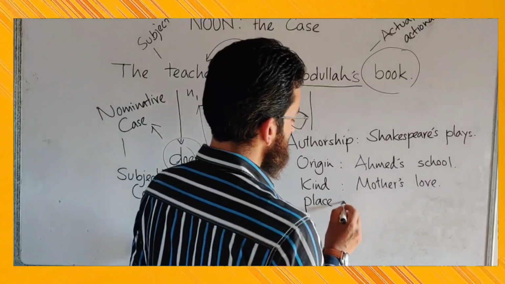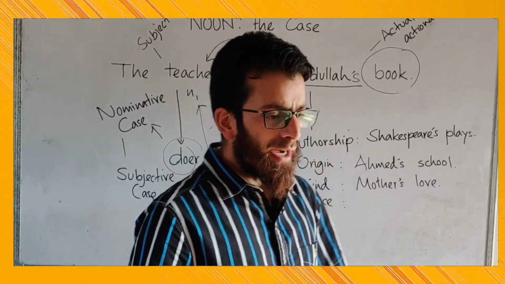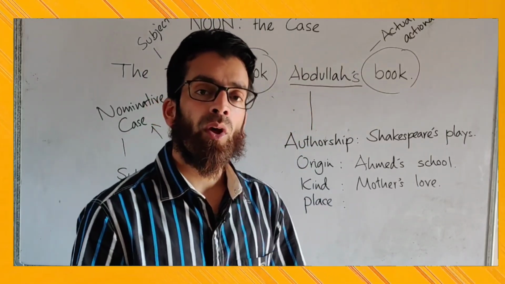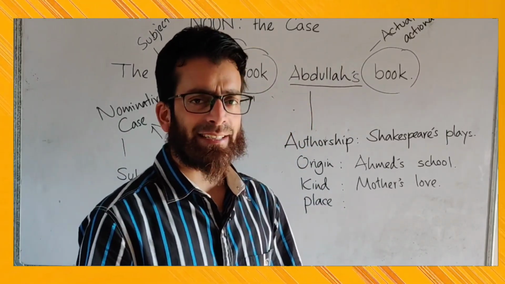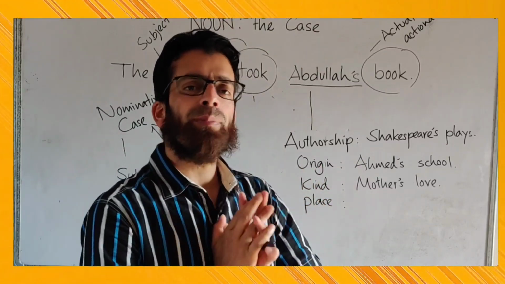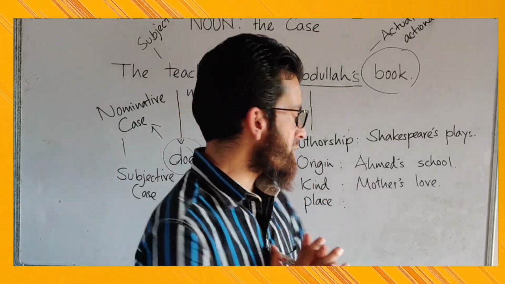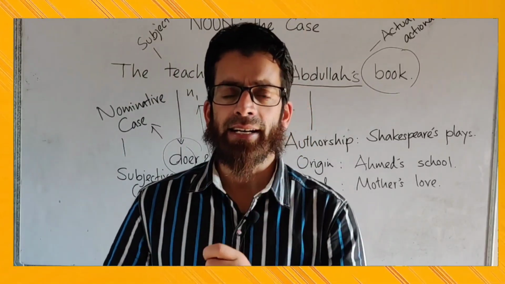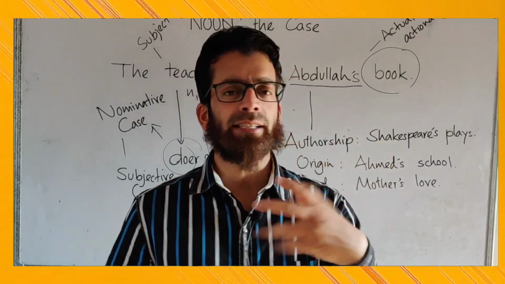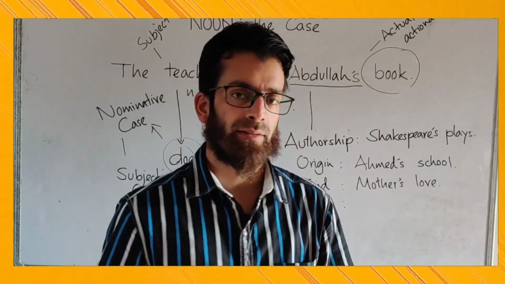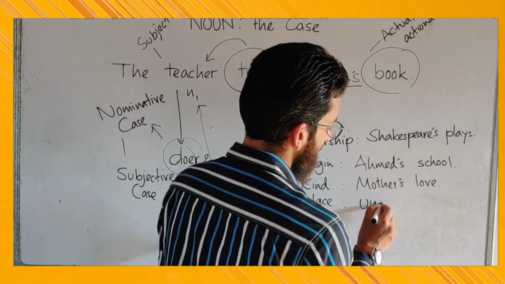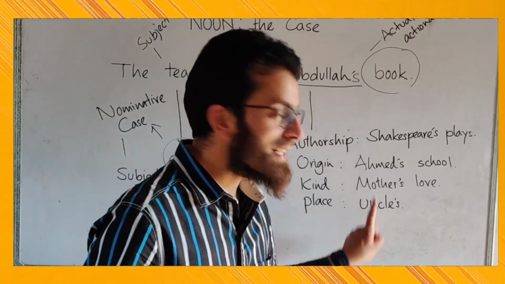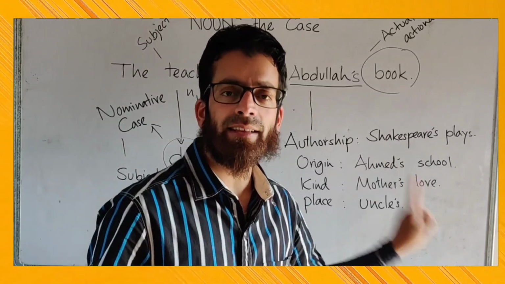And place, for example, generally you drop the following noun when you want to state a place, a building with possessive case. For example, what if I say I have to attend a party at my uncle's. When you say uncle's, it means at uncle's home, at uncle's residence.